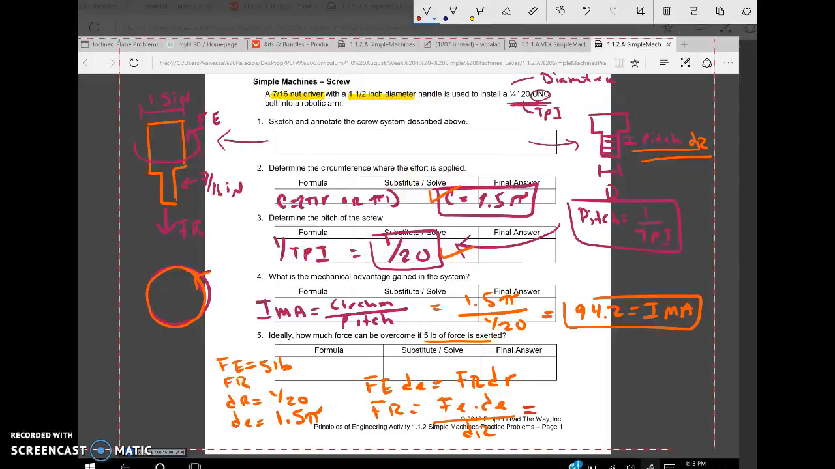So we plug in our values for that, we get 5 times 1.5 pi divided by 1 over 20. And that gives you 471 pounds. So that's your FR. So you could see that you're applying 5 pounds of force, but you're getting 471 pounds. So that is a huge mechanical advantage. And that's one of the great things about the screw as a simple machine, is that the mechanical advantage compared to the other simple machines is greatly magnified. All right, that's all.